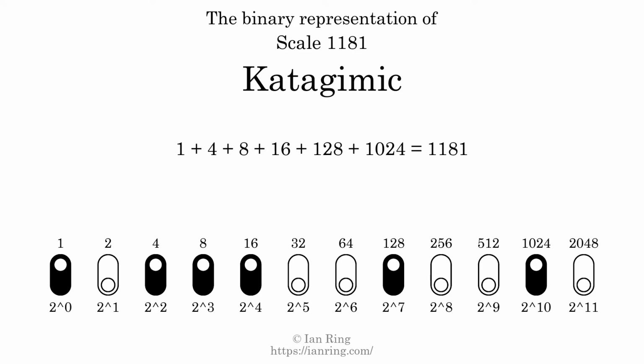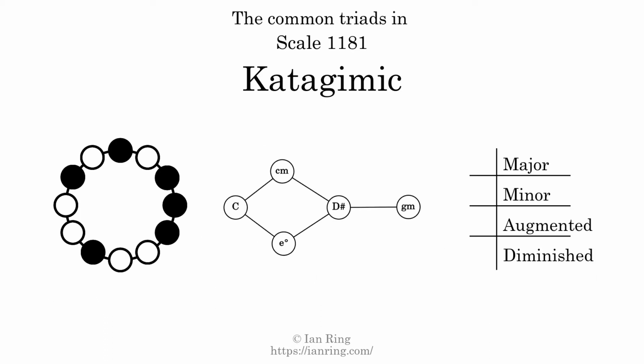1181. The scale number not only enumerates the scale with a unique index, but it also literally describes the tonal content of the scale. Represented as a binary number in base 2, the scale number is 010010011101. Here are the common triads present in this scale.